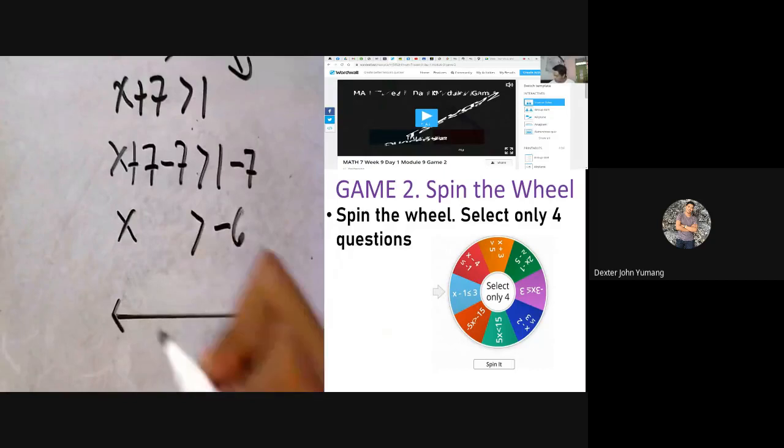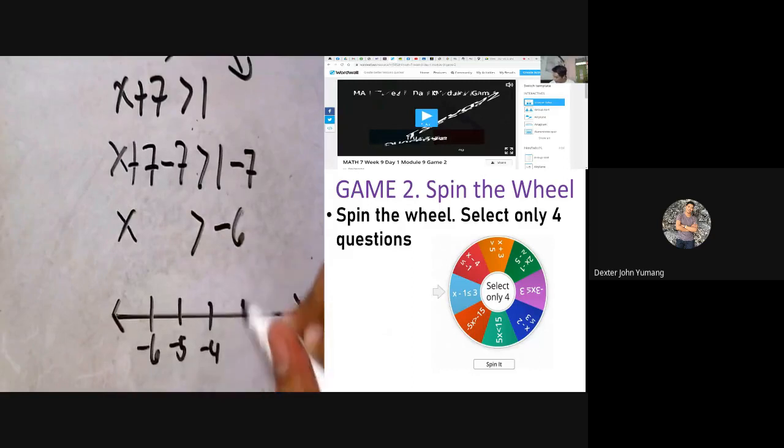Okay, negative 6. Negative 6, negative 5, negative 4, negative 3, negative 2, negative 1, and 0. So, ano yung mga number na mas malaki kay negative 6? That is, pababa siya, papunta siya ng 0. Take note, kapag merong negative na number, tapos 0, tapos positive dyan, papunta talaga sa positive ang mas malaki.